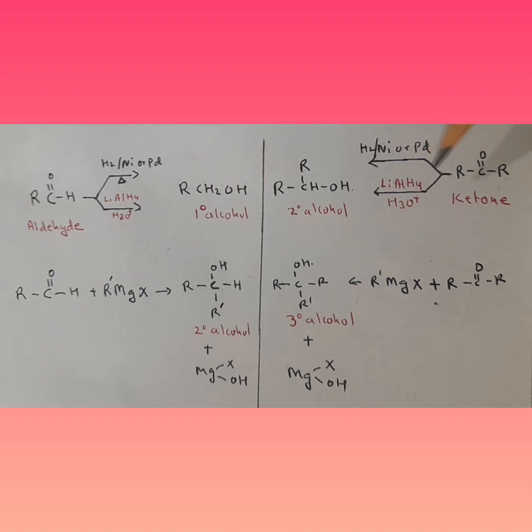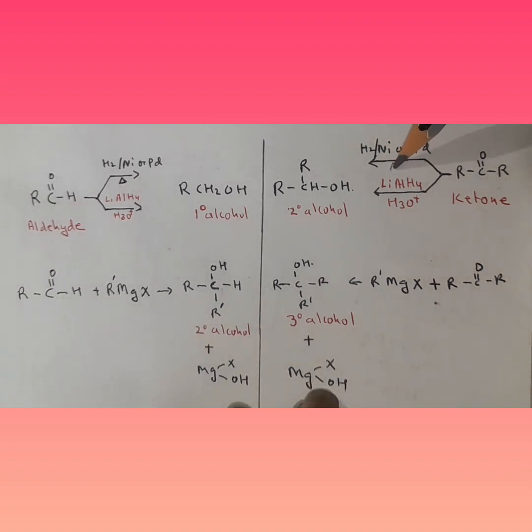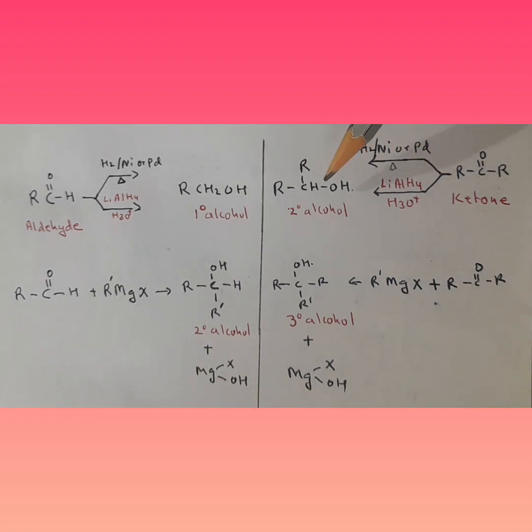Alright, similarly here also same conditions. We also provide heat over here. On heating, same condition, what we end up with is alcohol. Alright, so mind you, when we are taking aldehyde and carrying on hydrogenation, we end up with primary alcohol, and when we are taking ketone and carrying on hydrogenation, we end up with secondary alcohol.